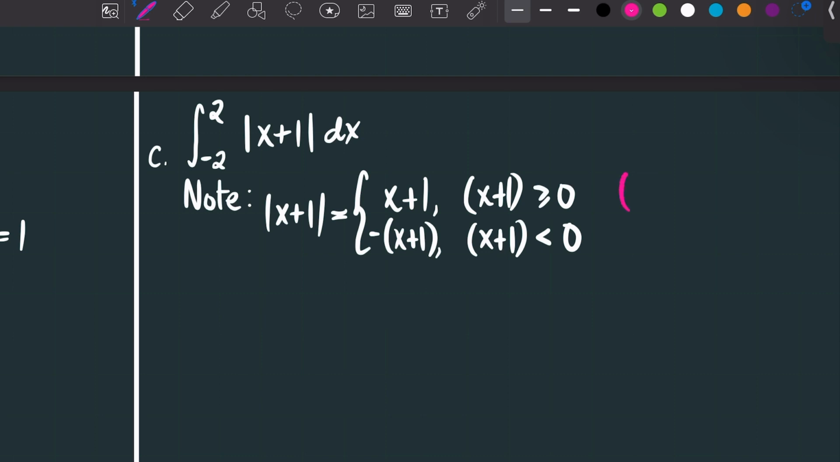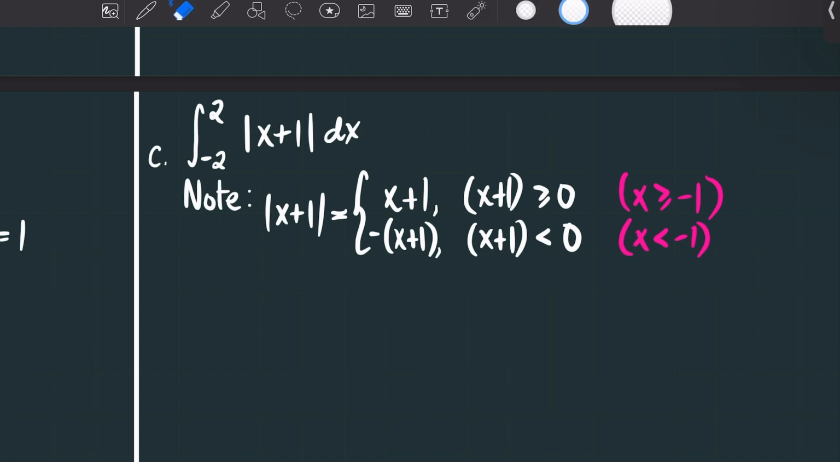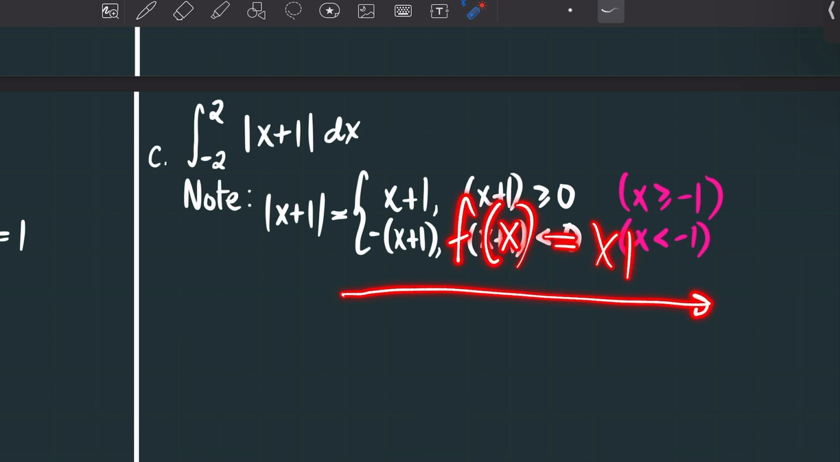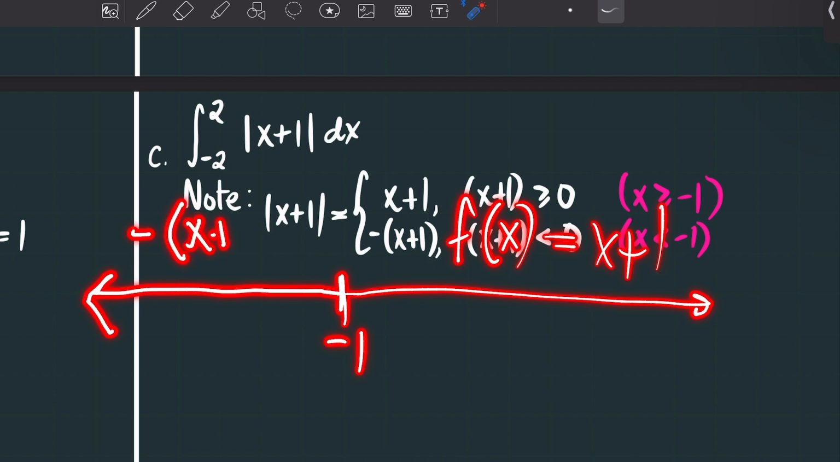Then, solving for x here, ilipat lang natin yung 1. So, we get here x greater than or equal to negative 1. X is less than negative 1. So, ano yung sinasabi sa atin nitong definition ni absolute value of x plus 1? Sinasabi niya, if nasa right daw tayo ni x equals negative 1, we take f of x equals x plus 1. So, ito yung negative 1. Pero, kung nasa left daw tayo, we take the negative of x plus 1.